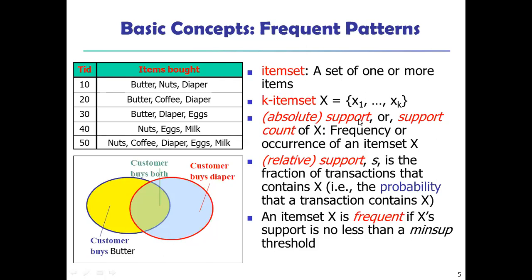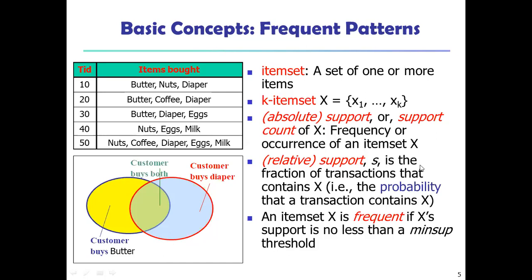So, support or absolute support. The support count of X is the frequency or occurrence of an item set X, the number of times a particular item set occurs in the transactions. Relative support is the fraction of transactions that contain X, that is, the probability that a transaction contains X. It is the probability that a particular item will be contained in a transaction.